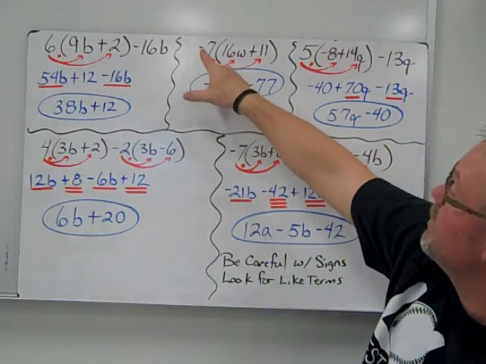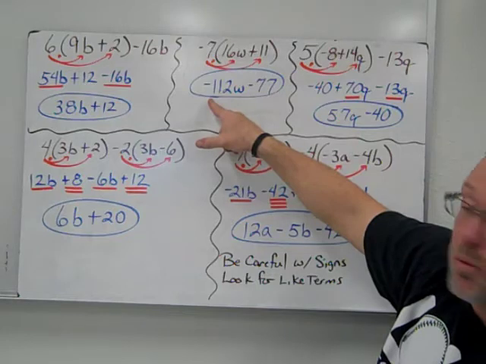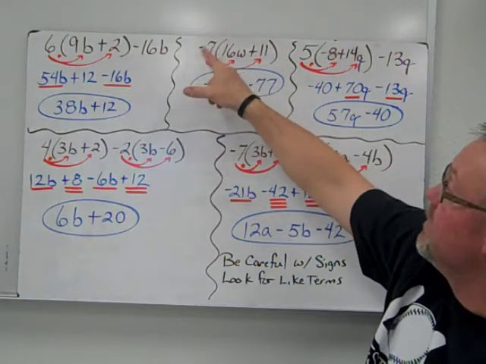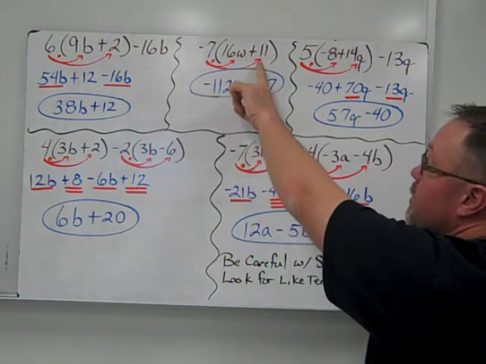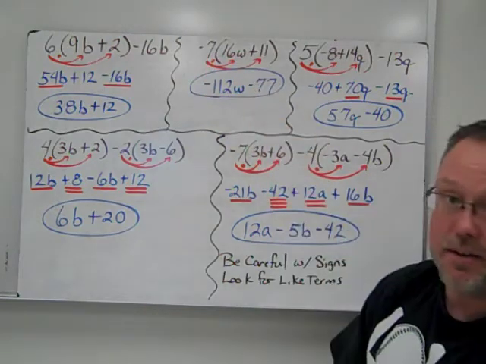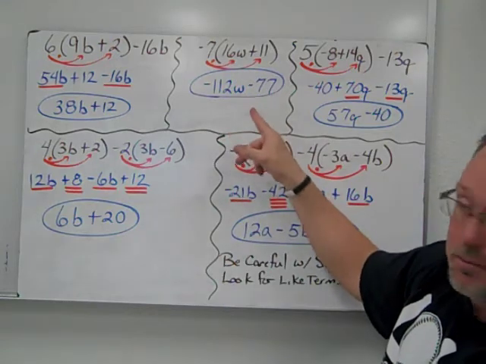My middle one here, I have a negative 7 times 16. I have a negative 112. I have an odd number of negatives here, a negative times a positive. I have a negative 7 times a positive 11, negative 77. Again, I can't combine these because they don't have like terms.